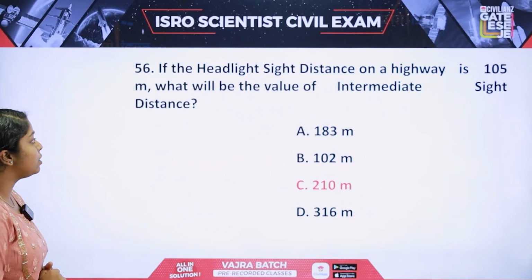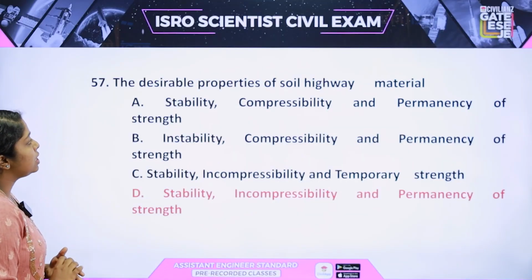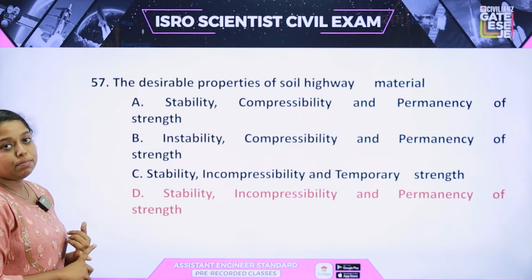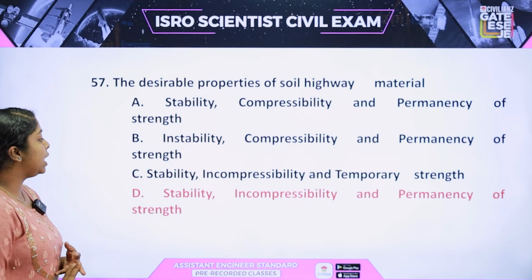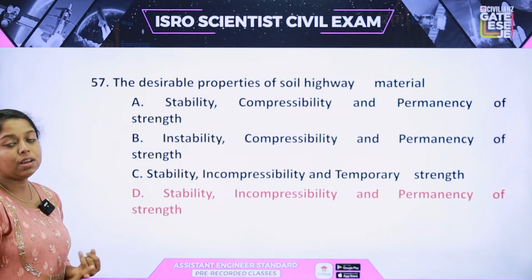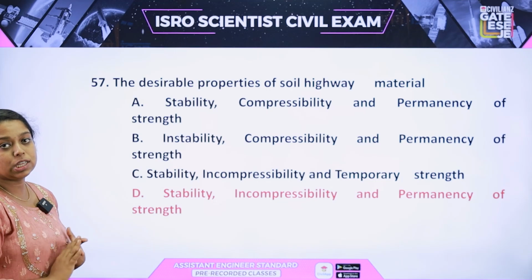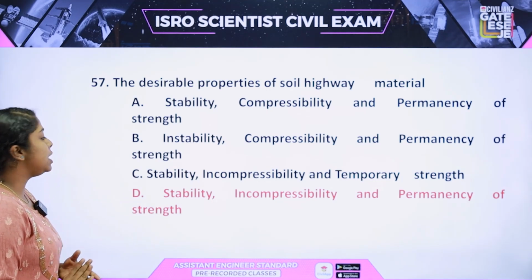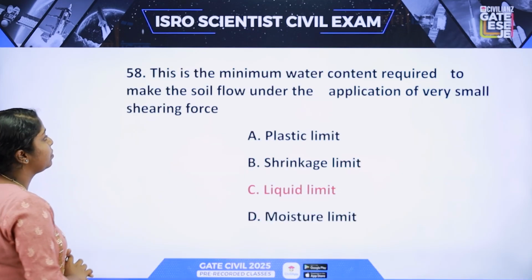This is a very simple question from the geometrical design of highway. So next is the desirable properties of soil highway material. The soil while being used on highway should satisfy the following conditions. It should be very stable, it should be highly incompressible, and its strength should be good. So stability, incompressibility and permanency of strength is the right answer. That is option D is the answer.